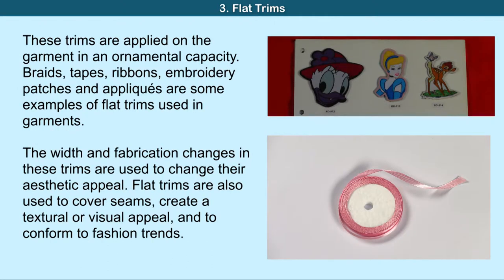The third category of trims are flat trims. These trims are applied on the garment in an ornamental capacity. Braids, tapes, ribbons, embroidery patches, appliques are some of the examples of flat trims used in a garment. The width and the fabrication changes in these trims are used to change their aesthetic appeal. Flat trims are also used to cover seams.